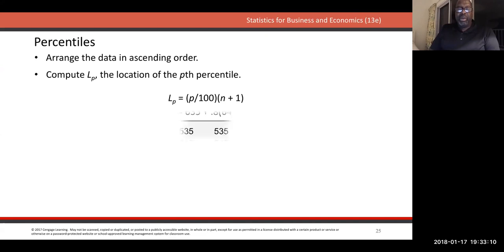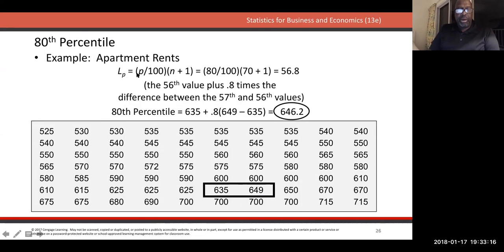We have 70 values. If we wanted the 80th percentile, we would take 80% of 70 plus 1. 80% of 70 plus 1. So 0.8 times 70 is 56. But then we have one more value right here, the 0.8, so that gives us 56.8.